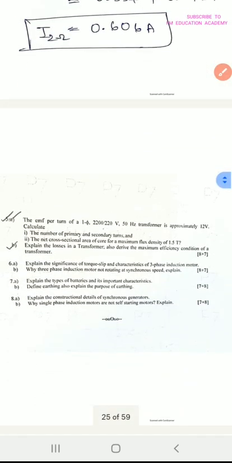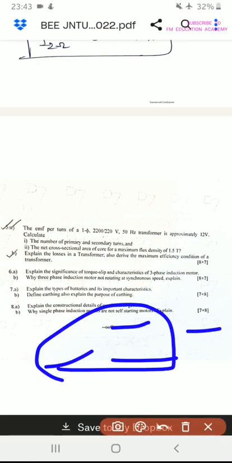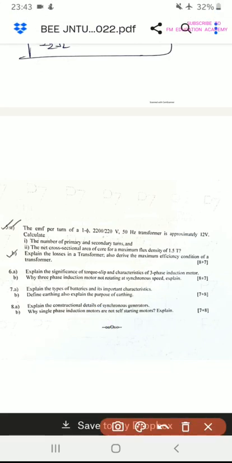Next we have the questions. First we will solve 6A, 6B, 7A, 7B and 8A and 8B, and then we will solve the remaining questions. I'm just sharing the slides with you for these questions because these are theory questions. You might have already prepared, so just check whether your answers are correct or not.